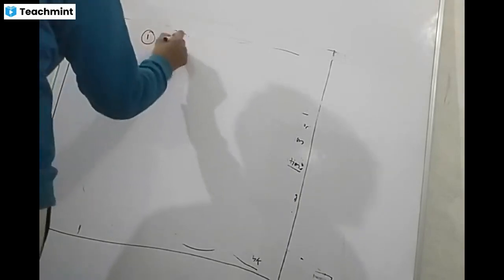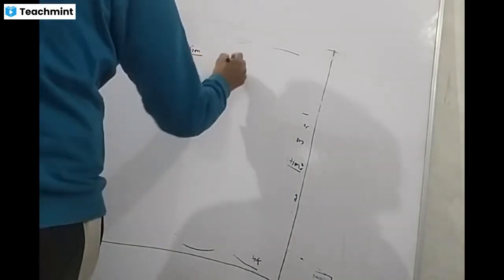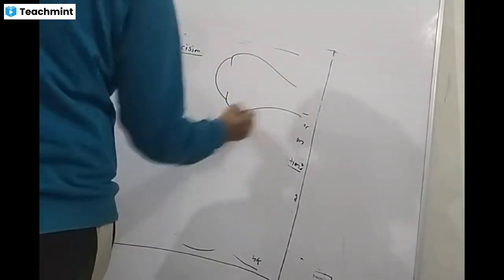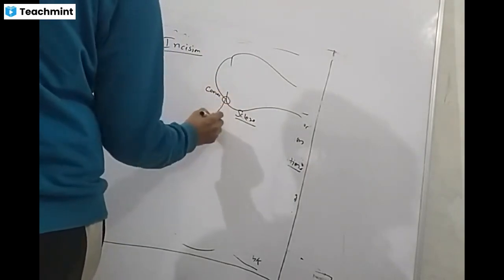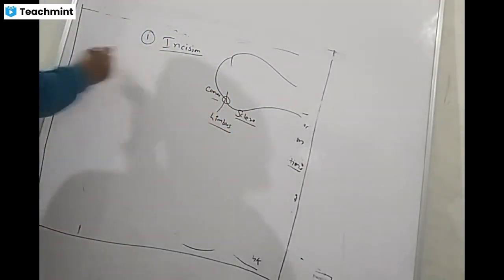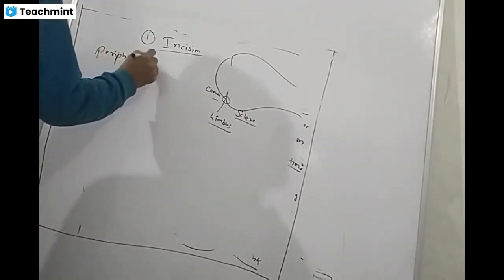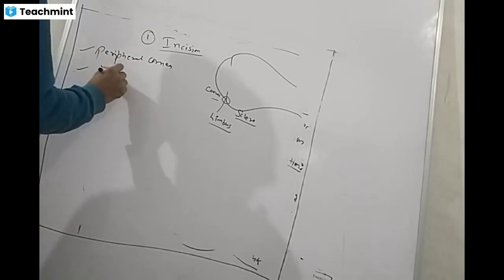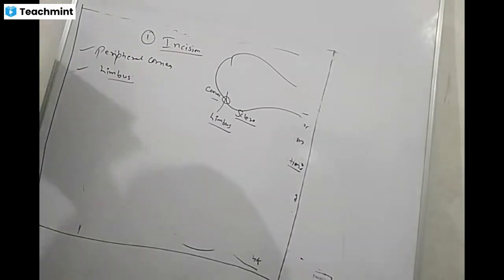First is incision. Where to take the incision? This is the cornea, iris, and this is the sclera. This is the cornea, and this junction is the limbus. So the preferred site is either the peripheral cornea or the limbus, that is the junction of cornea and sclera. You can take the incision at these two places.